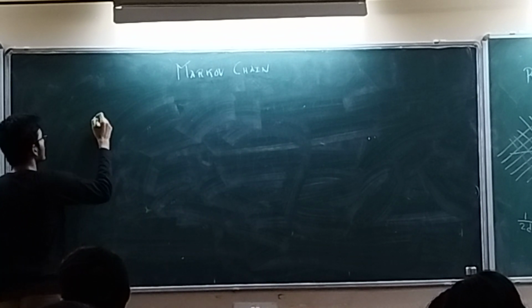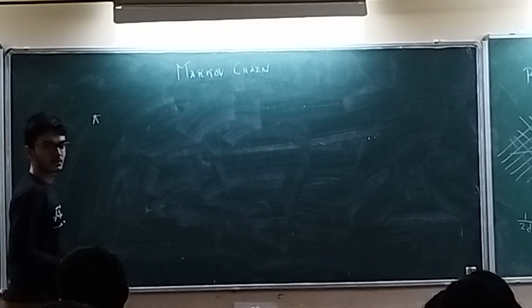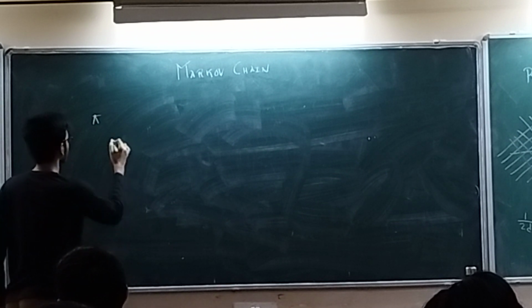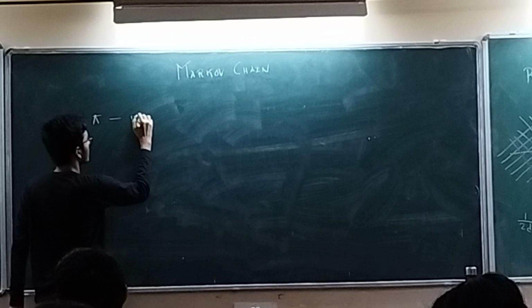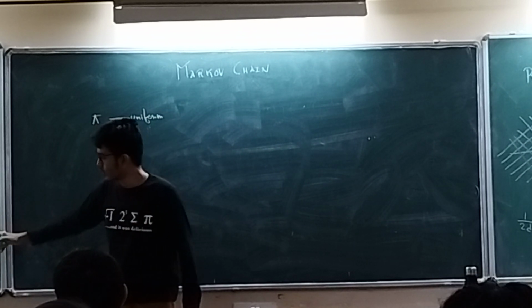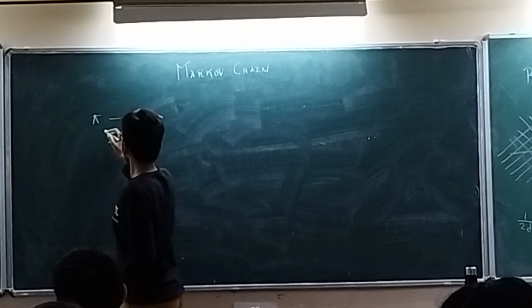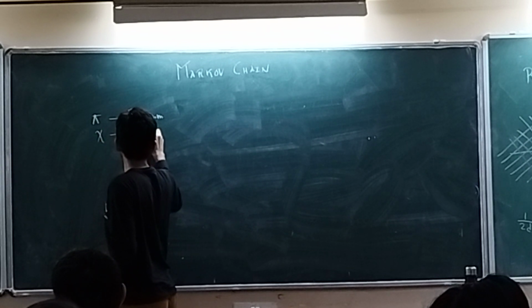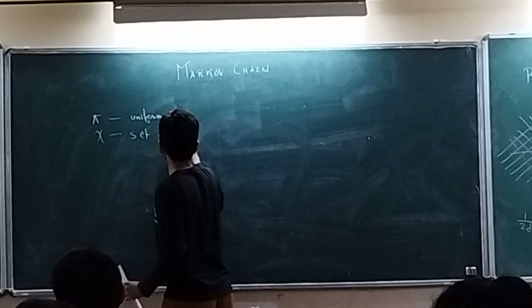So what we want is a uniform sample from the random colorings. That is, pi is uniform, and this is enough to describe the whole thing. Also, X is the set of proper colorings.